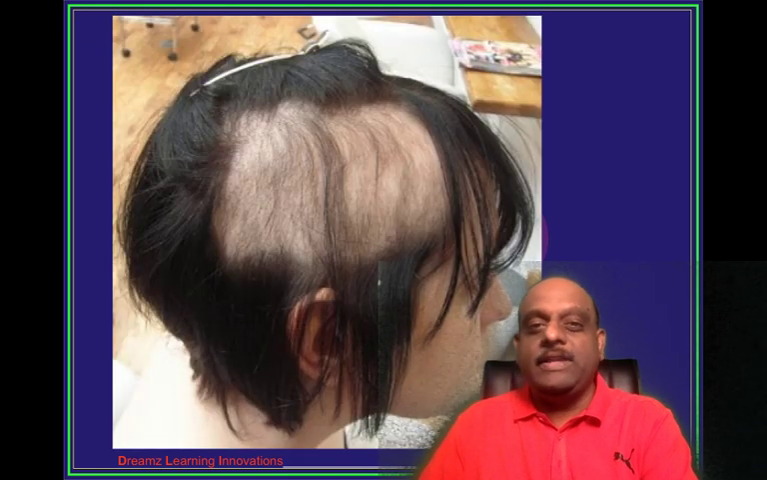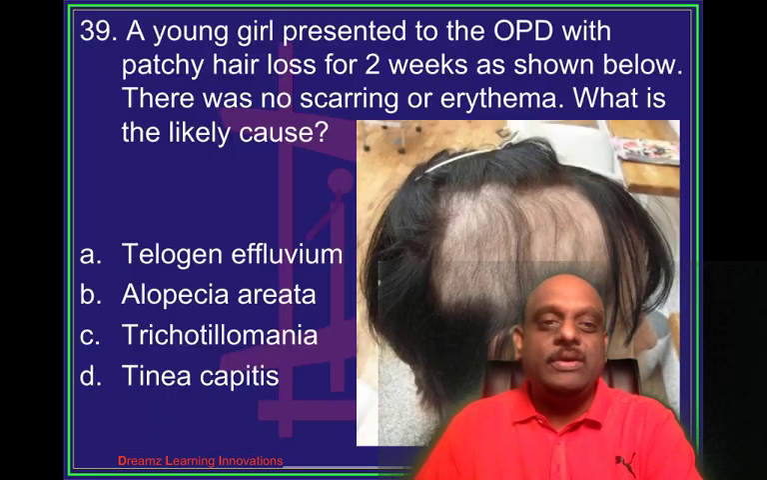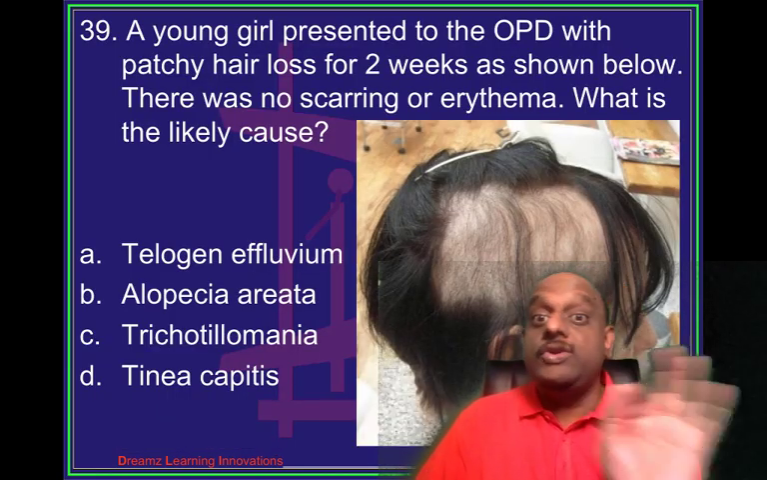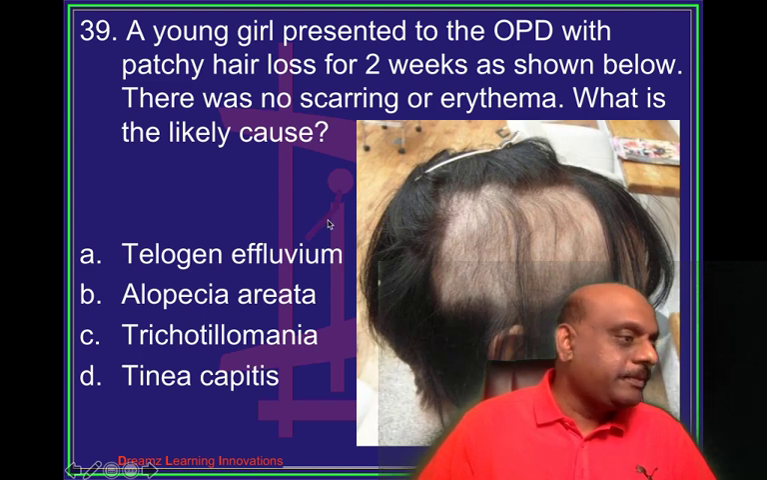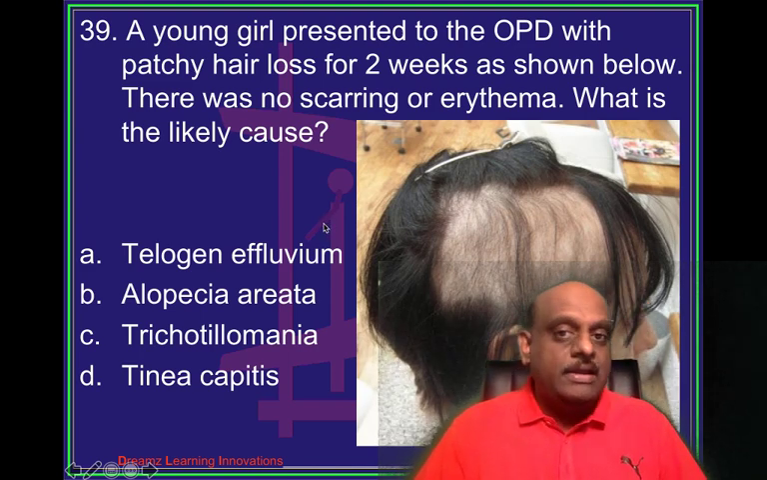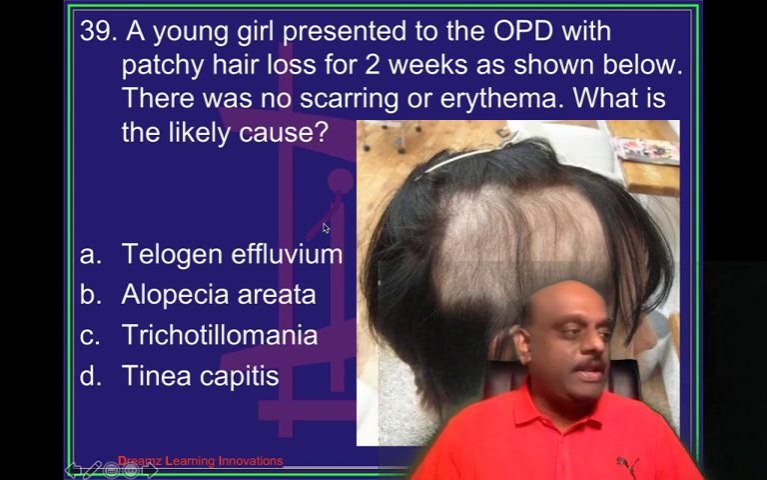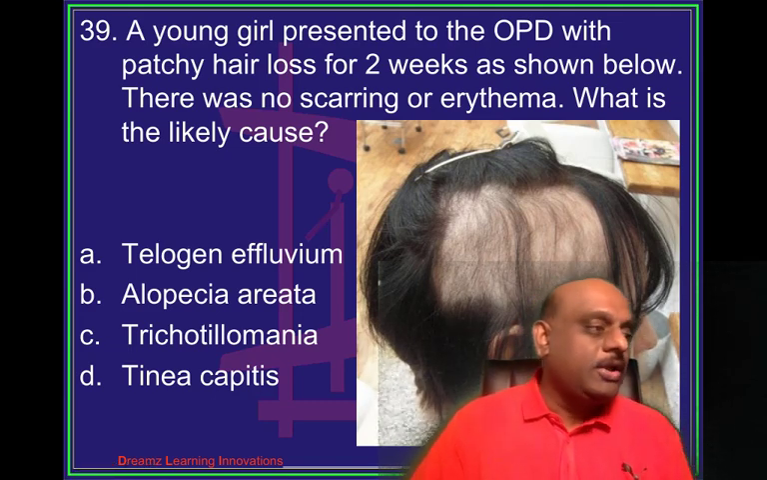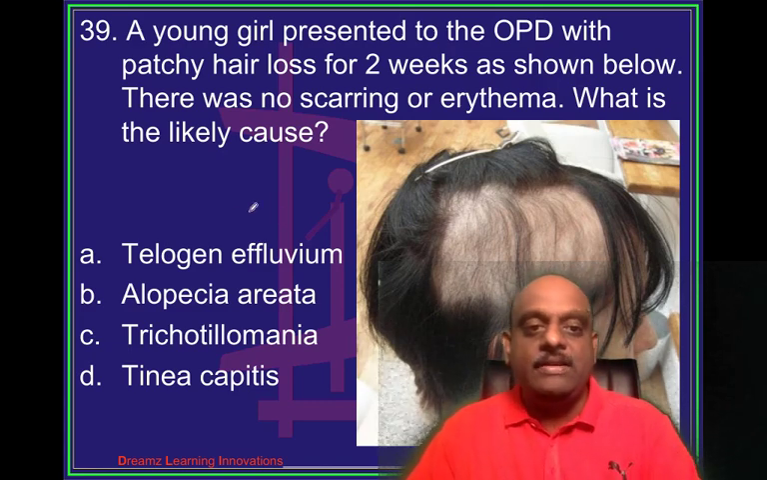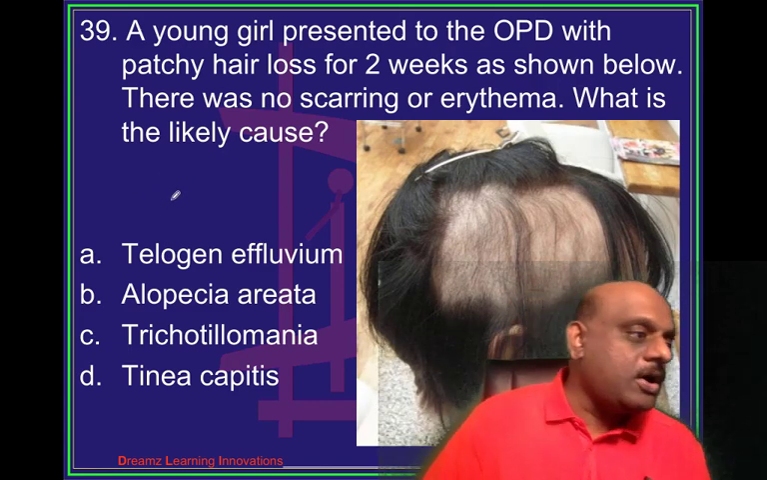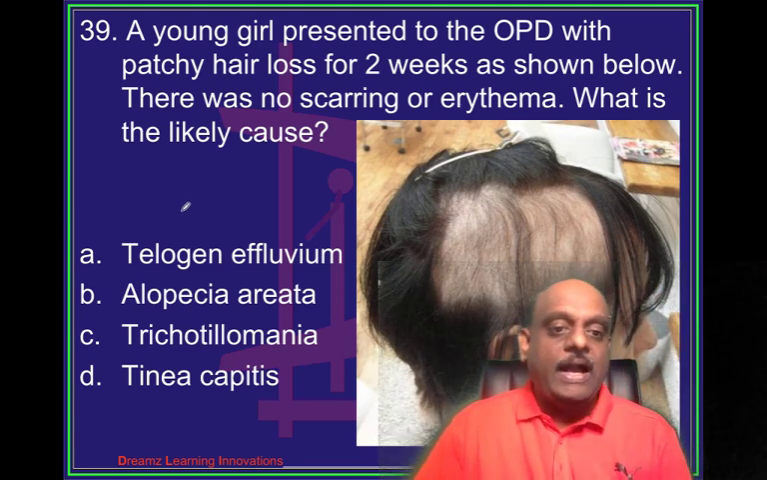Now, a young girl presented to the OPD with patchy hair loss for 2 weeks, as shown. There is no scarring and no erythema. That's a very, very important clue. So what is the most likely cause in this given case?